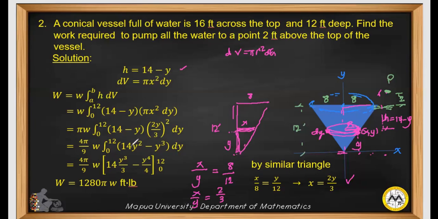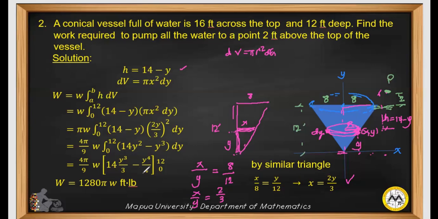in y. The integral of 14y squared dy is 14y raised to the third power over 3. Integral of y cubed dy is y to the fourth over 4. Then evaluate the integral from the lower limit 0 to the upper limit 12. Of course, if we evaluate the integral at the upper limit 12, then simply replace y by 12. And the value of the integral at the lower limit 0 is equal to 0.